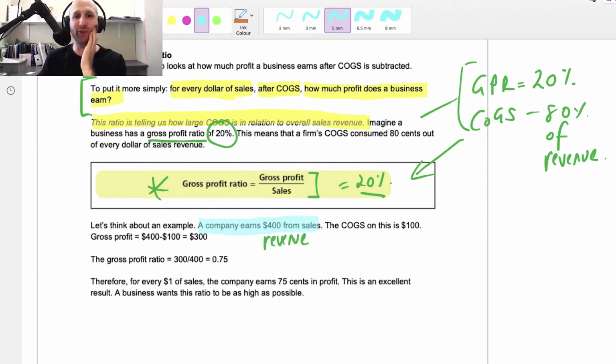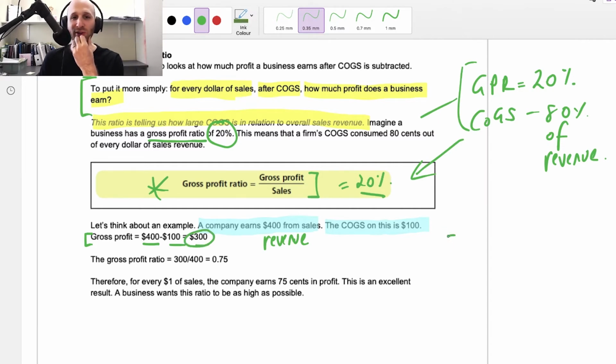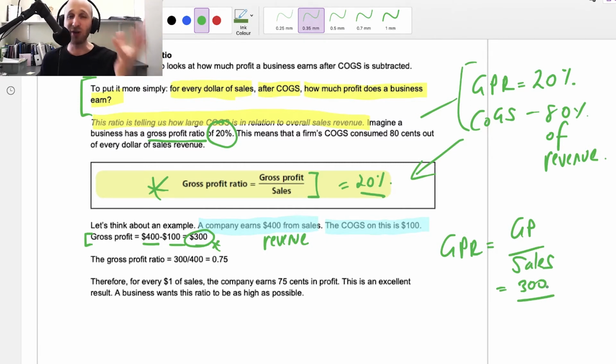And then the cost of goods sold is $100. So then I can go to my gross profit formula, and I've got revenue minus COGS equals 300. Then I'll say, my gross profit ratio equals gross profit over sales. I know that my gross profit here is 300, so the revenue minus COGS is 300, and I know that my sales is 400. So this gives me 0.75 or 75%.